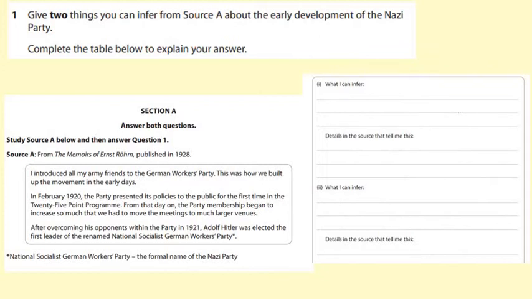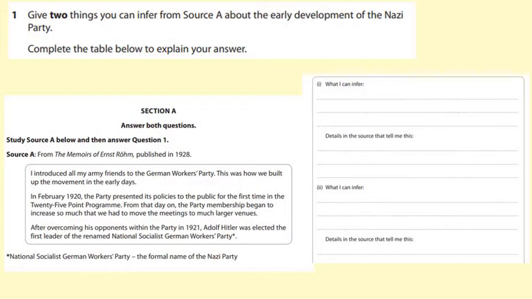You will also be able to see how the examiner wants you to answer the question. If you look to the right-hand side of the slide, you'll see the format that will be in the exam paper for you. It will always look like this. You must write an inference, then support it with the exact detail from the source that helped you make that inference. So when I say exact detail from the source, you literally quote the words that made you think that educated guess about the early development of the Nazi Party.